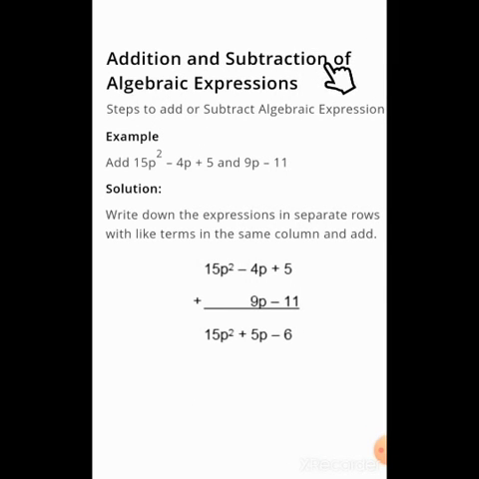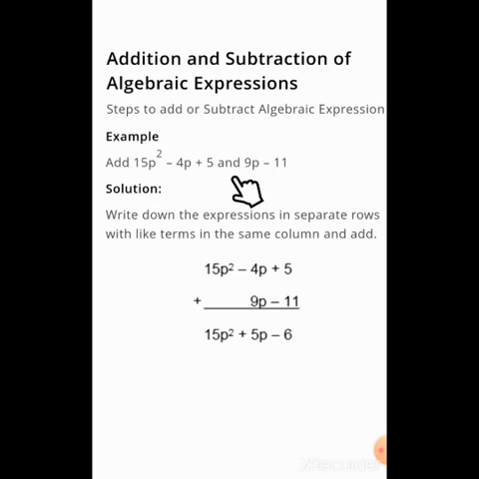Now, addition and subtraction of algebraic expressions. Steps to add or subtract algebraic expressions: first of all, we have to put like terms in each row and column. Here, 15p square minus 4p plus 5, and 9p minus 11.